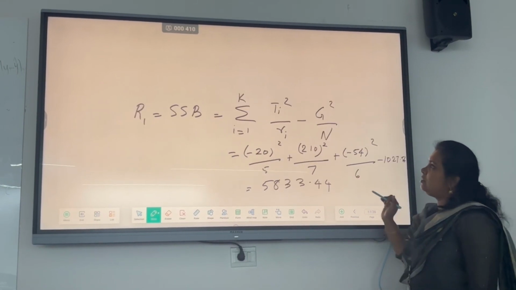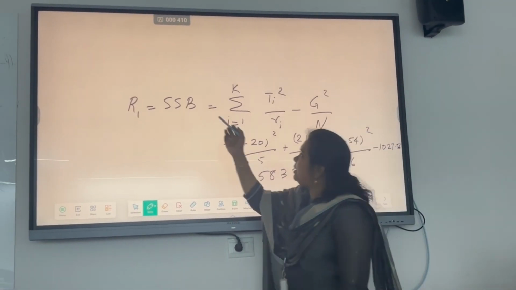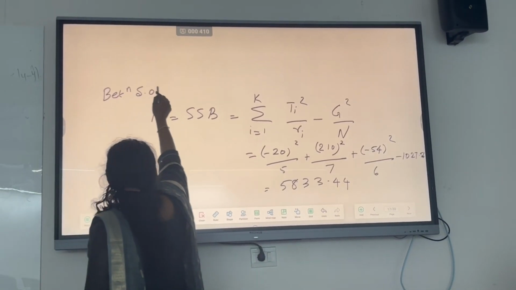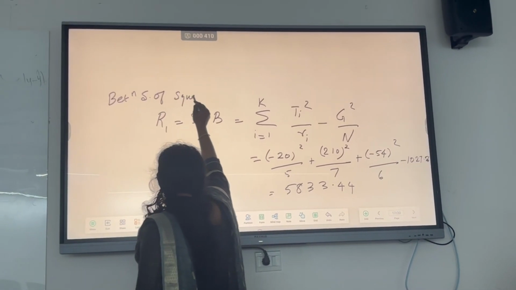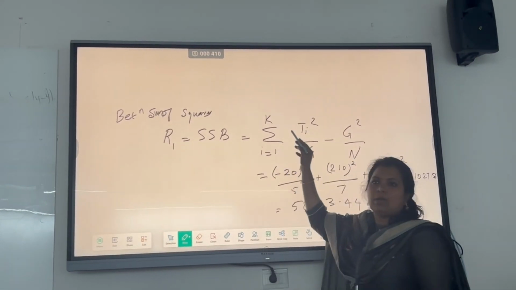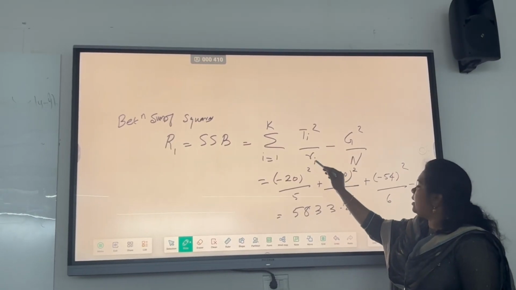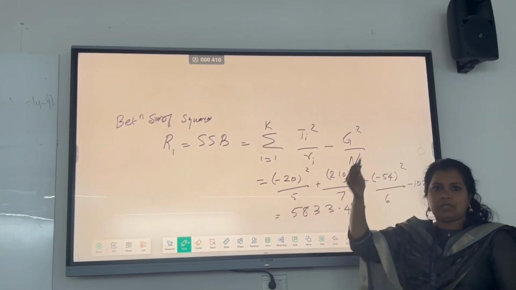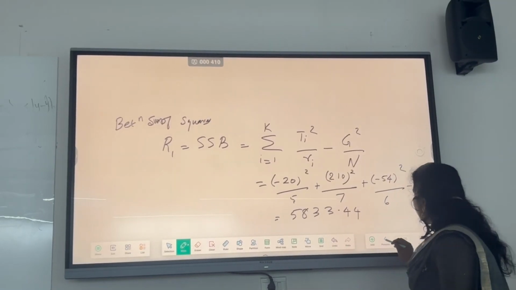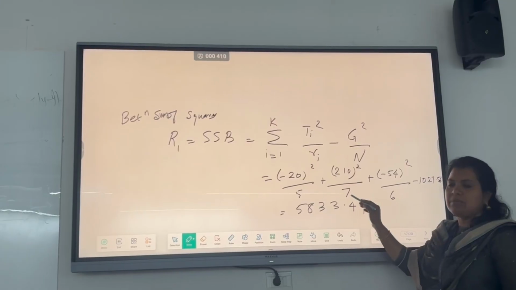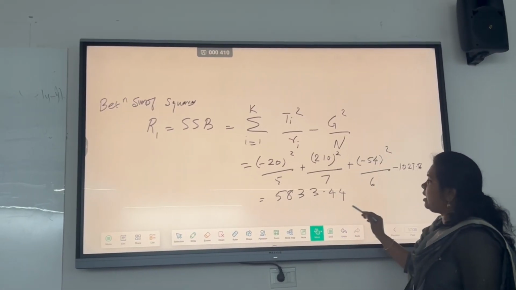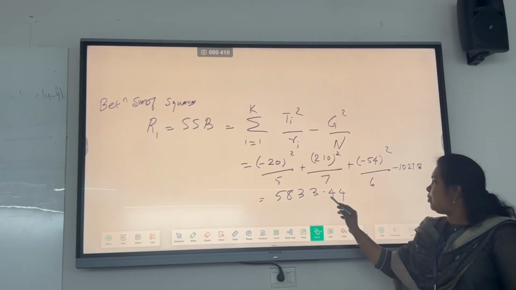Next one is SSB, that means the between sum of squares. How can you calculate the between sum of squares? It is the summation i equal to 1 to k, Ti square by ni. That means we have to find how many terms are there for each rope. The first one has 5 values, the second one has 7 terms, and the third has 6 values. When you calculate this, you will get the answer to be 5833.44.